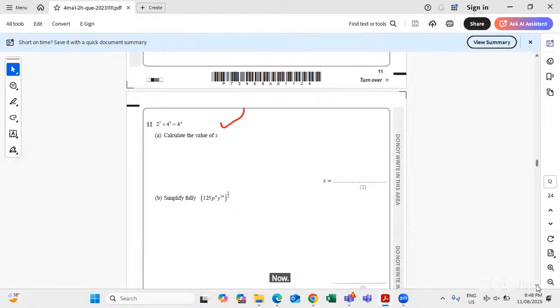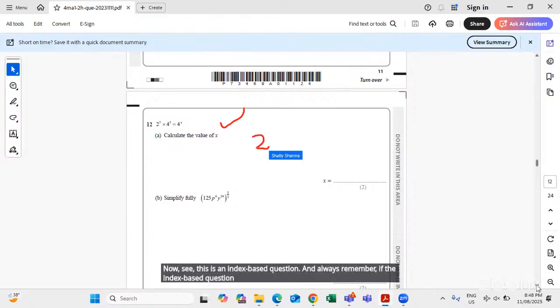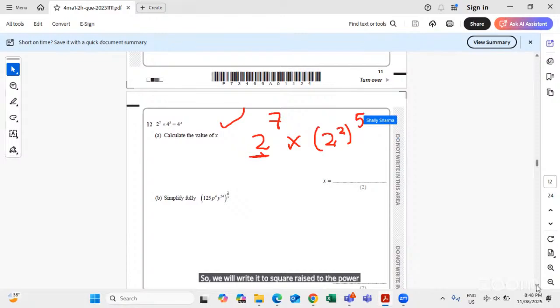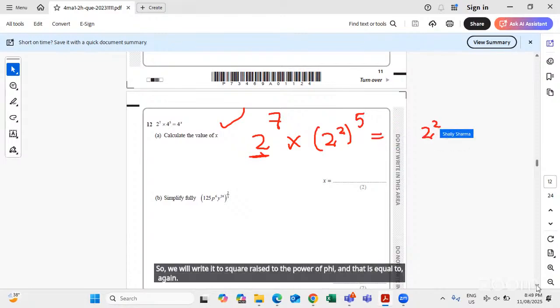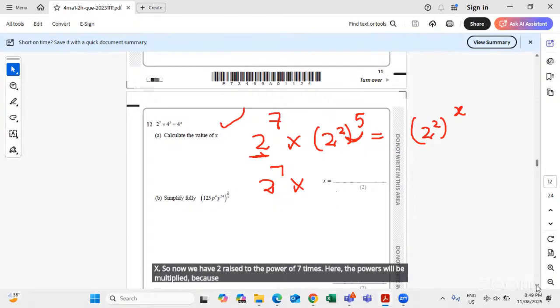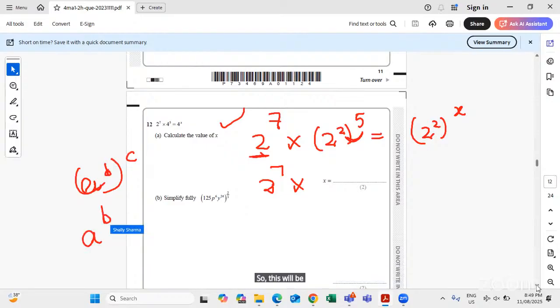Now see, this is an index based question, and always remember, in an index based question like this, we have to make the bases the same. Here it is 2, and in the second part it is 4. So we can express 4 as 2 squared. So we will write 2 squared raised to the power of 5, which is equal to again 2 squared raised to the power of x. Here the powers will be multiplied, because the rule says a to the power of b, whole raised to the power of c, is a to the power of bc.